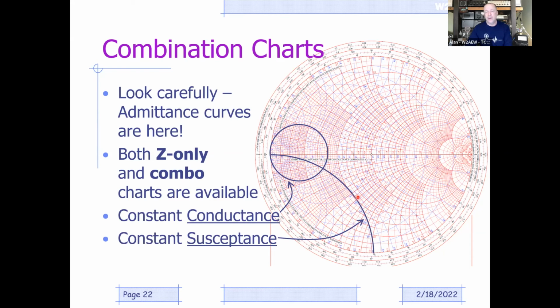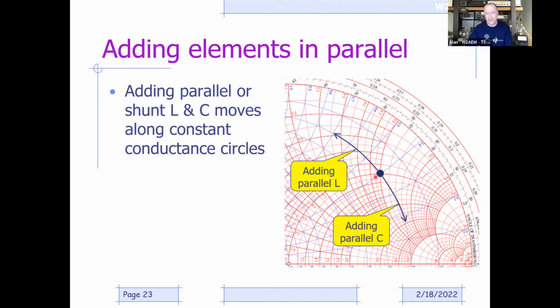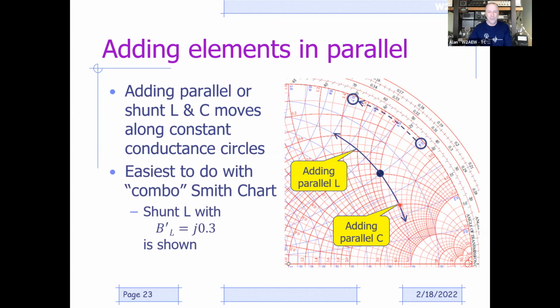So as you can imagine, when we talked about adding elements in series, we walked our way up and down the constant resistance circles. When we're adding elements in parallel, we're going to walk up and down the constant conductance circles. Okay, so adding a parallel inductor is walking up the constant conductance circle that way. Again, we're on the blue lines now. And adding a parallel capacitor, we're going down the other way. Okay. So again, this is really easy to do with the combo Smith chart because those blue lines are there, and then we're reading the blue numbers over here to figure out how far we went.